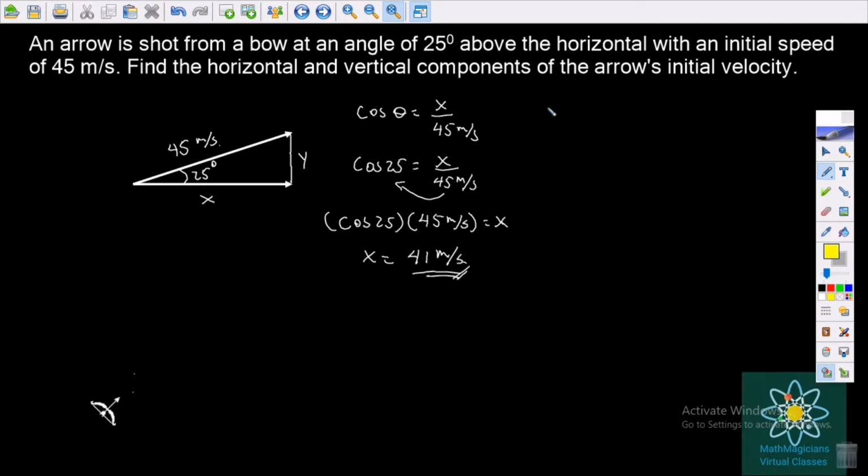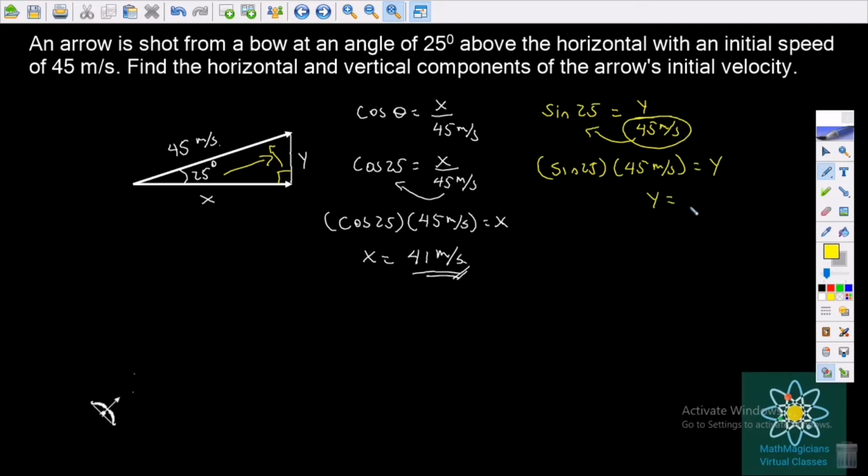Now the vertical component. Since we already used cosine, we're going to use sine of the angle. Sine of 25 is equal to the opposite over the hypotenuse. The opposite is y, and the hypotenuse is 45 meters per second. We send the 45 meters per second to this side as a multiplication. Sine of 25 times 45 meters per second is equal to my vertical component. So the vertical component, once you substitute in your calculator, is 19 meters per second using two significant figures.